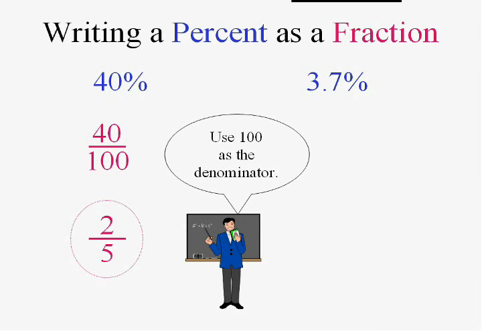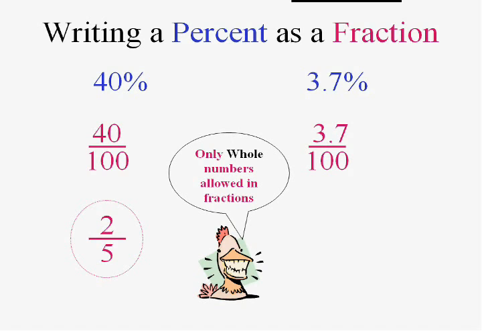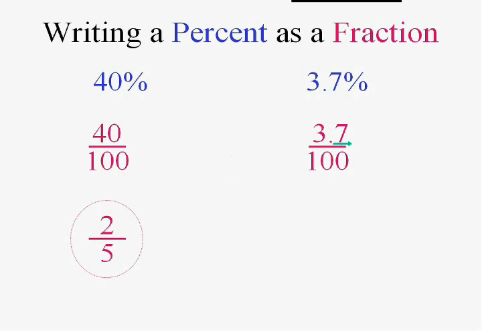100 is going to be the denominator, but Houston, we have a problem. We can't have a decimal in a fraction. So what are we going to have to do with that 3.7 to get rid of the decimal, or at least to the end? We're going to have to move it over 1. Well, when we move it over 1, we're really multiplying by 10.